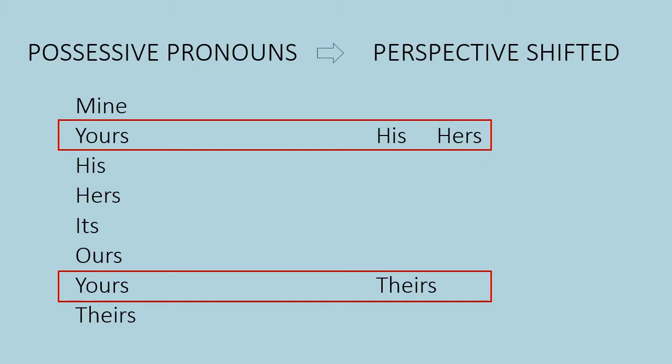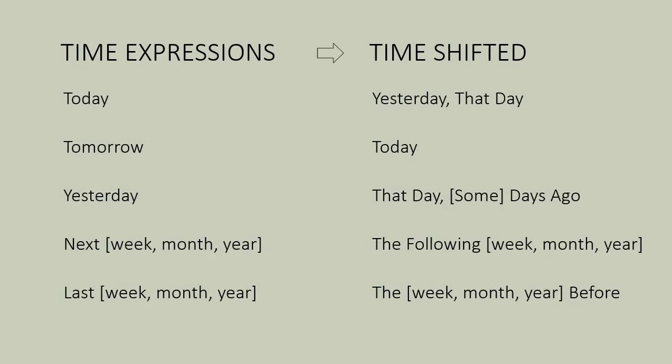Again, second person usually is the one that shifts. His and hers, in the plural, yours to theirs. And now we have possessive adjectives. These possessive adjectives will precede a noun. And as you can see, the second person are the ones that usually shift. His and her, your to their. Now we get to time expressions. So here you can see today, tomorrow, yesterday, next week, next month, next year, last week, last month, last year.